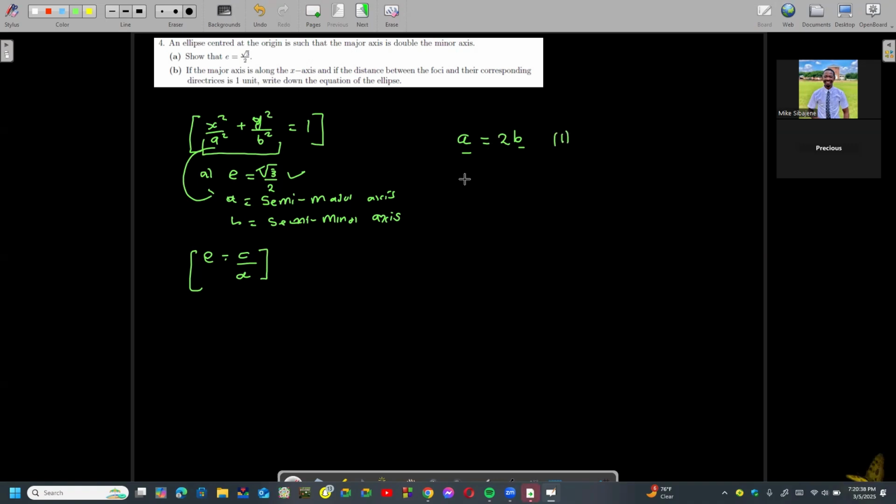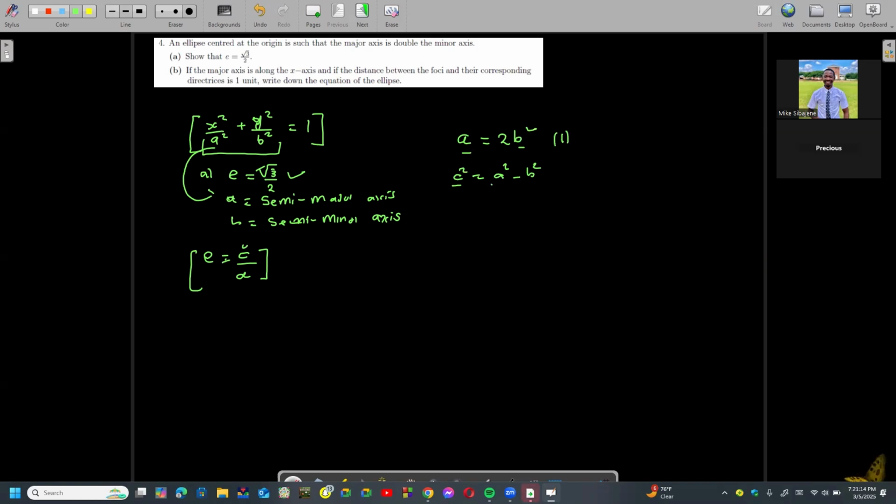Then equation 2, we know that if you want to find C, whereby C is the distance between the focus and the center, C squared is equal to A squared minus B squared. This is the formula. So now what you have to do is to find the value of C so that you can just replace in the equation. So we already know that A is equal to 2B.